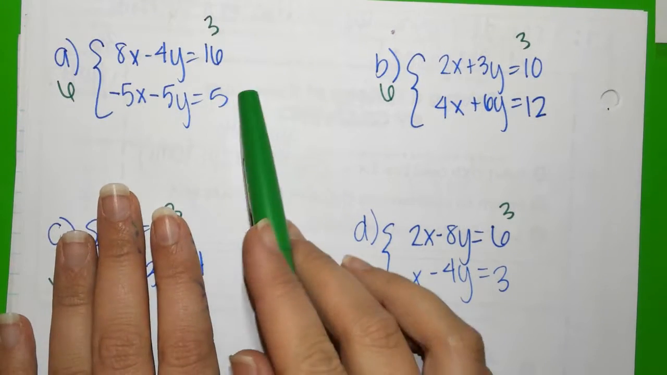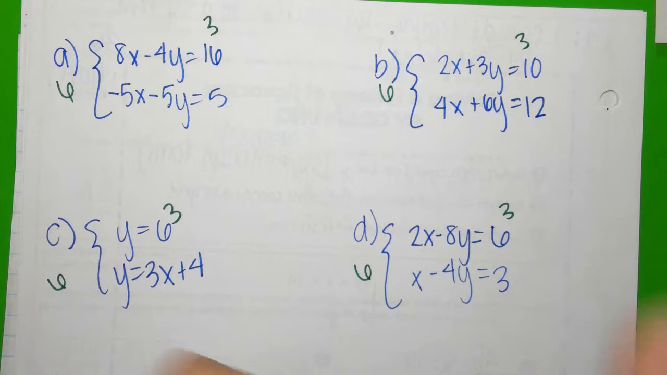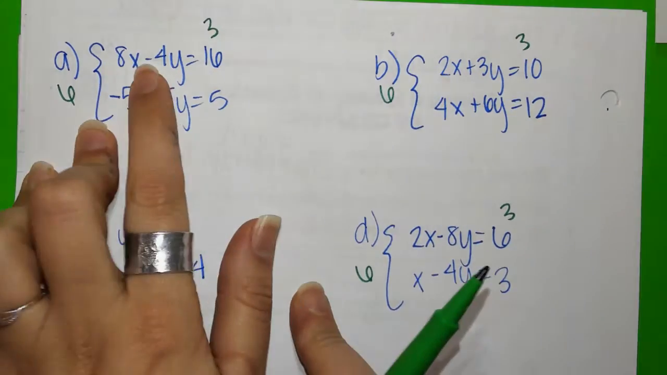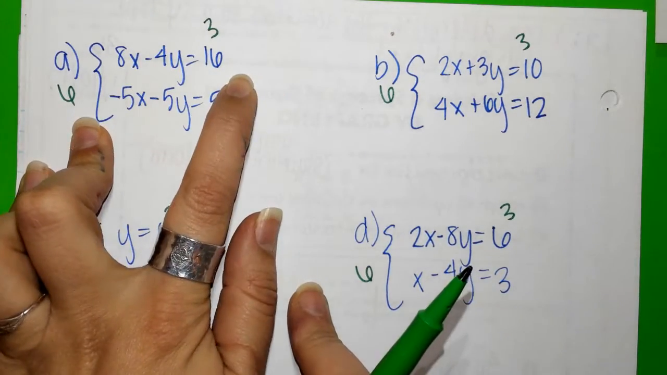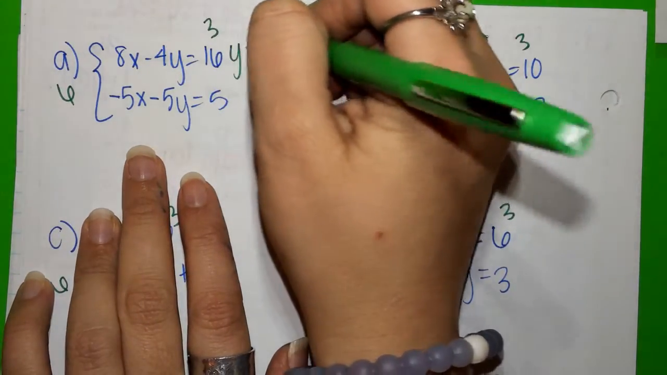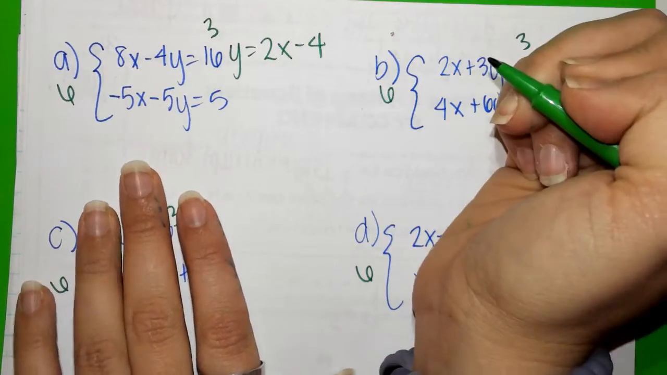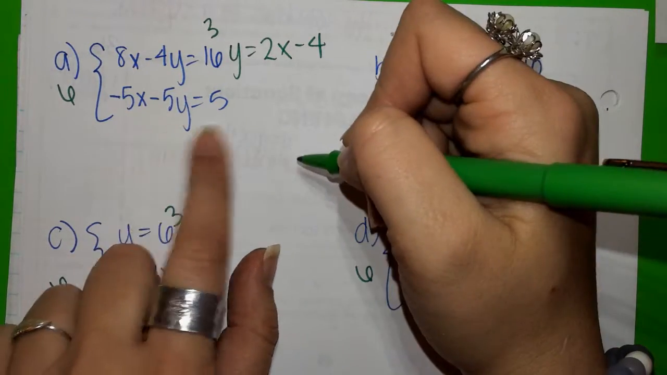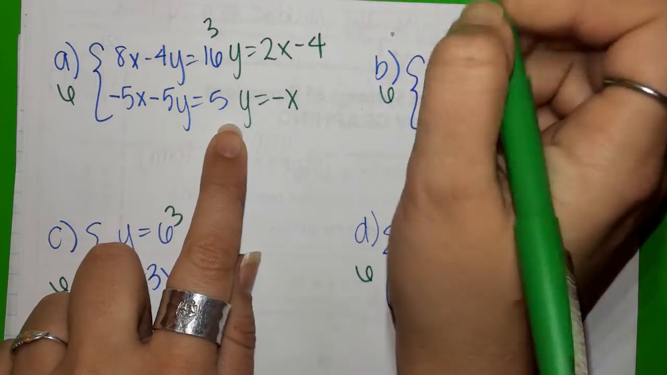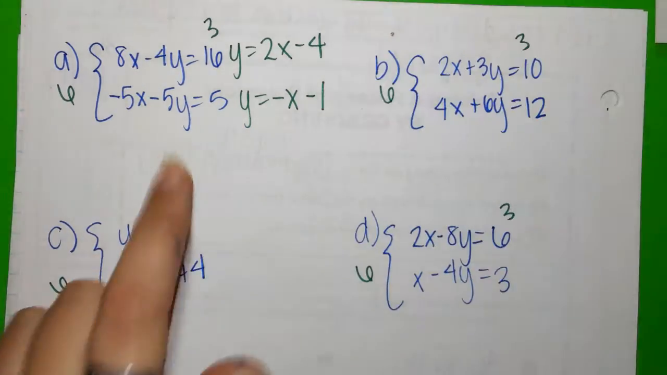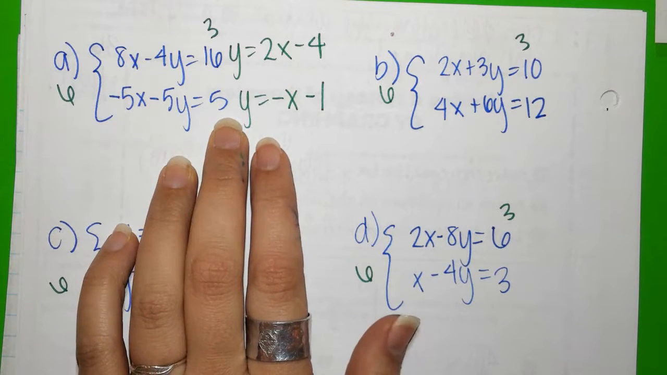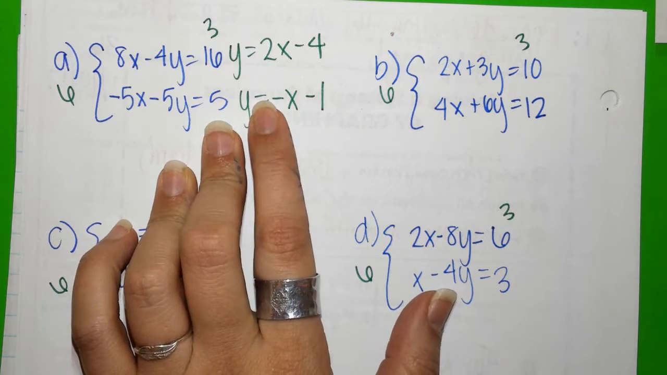Alright, so for A. Now, these are not in slope-intercept form. So the first thing you had to do was convert them to slope-intercept form. To convert this one, we would have subtracted 8x, and then divided by negative 4. That would give you y equals 2x minus 4. For this one, you would add 5x and divide by negative 5, so that would give you negative 1x minus 1. If they got this part correct, they get 3 points. If they did not, they get no points for this part.